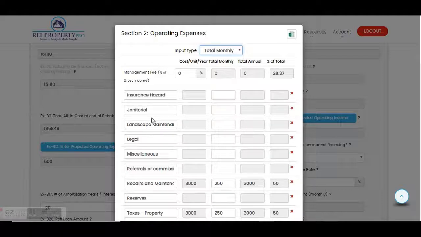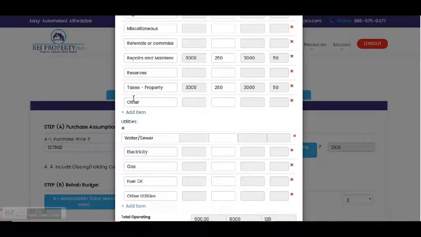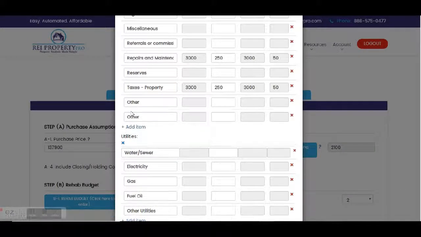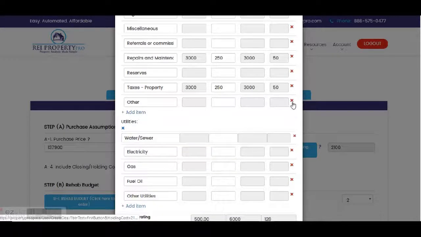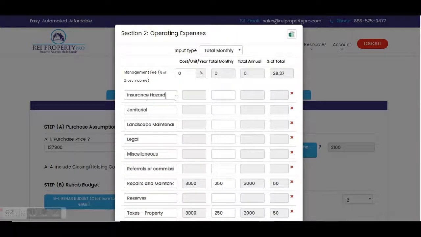Also, we have some pre-populated line items in an area to include a management fee if you're using a management company to help manage your property. You can change and personalize any item to fit your scenario. You can add as many rows as you like, or delete a row if no longer needed. Or you can change the name of any line item to match whatever scenario you need.